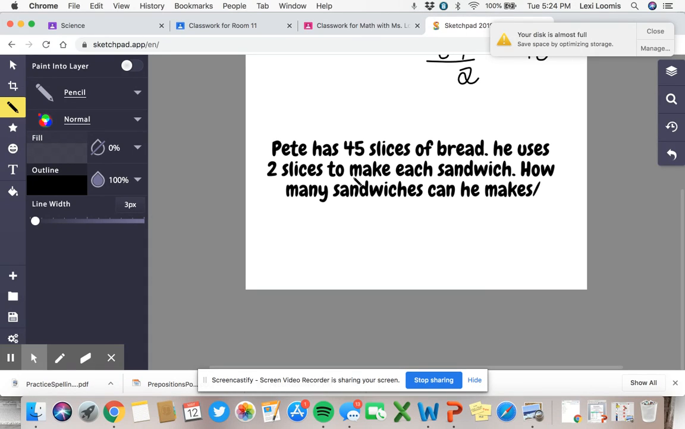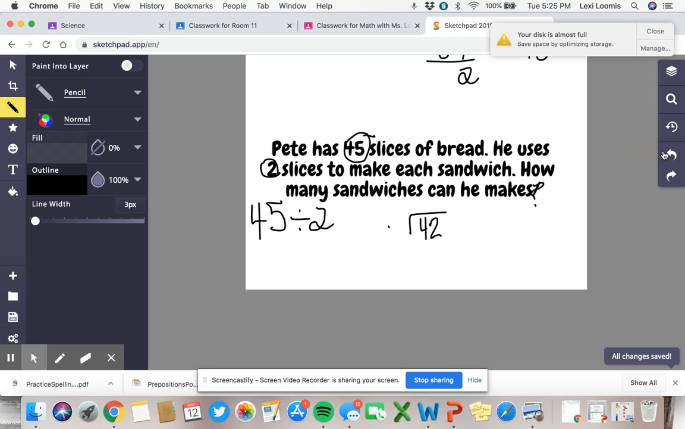Our next problem is Pete has 45 slices of bread. He uses 2 slices to make each sandwich. How many sandwiches can he make? All right, so we have our number 45 total slices, but each time he uses 2. So what we want to do is we want to have our equation as 45 divided by 2. We want to write it inside of our house. 45 goes inside of our house. 2 goes on the outside of our house.